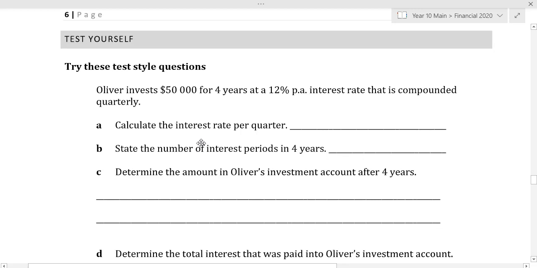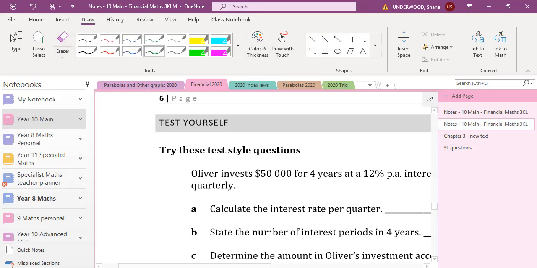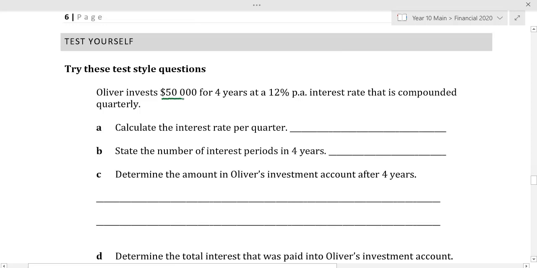First of all, it says Oliver invests $50,000. Whenever we're looking at this, let's get our highlighter out or underline. We've got $50,000, so we need a principal, we need a rate, and we also need a time period. We've been told that it's compounded quarterly. We're looking at 4 years, and it's 12% per annum.